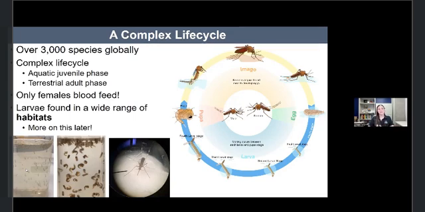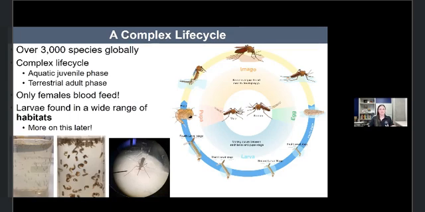The reason mosquitoes are so challenging to control is because the larvae can be found in a wide range of aquatic habitats. And we'll talk more about this a little bit later in the talk. But finding out where the larvae are can be really challenging. Controlling those aquatic habitats is challenging. And then the adults fly around, so that's even more challenging to control. So this complex life cycle makes them very, very hard to control. And that's why it's important to understand this life cycle.